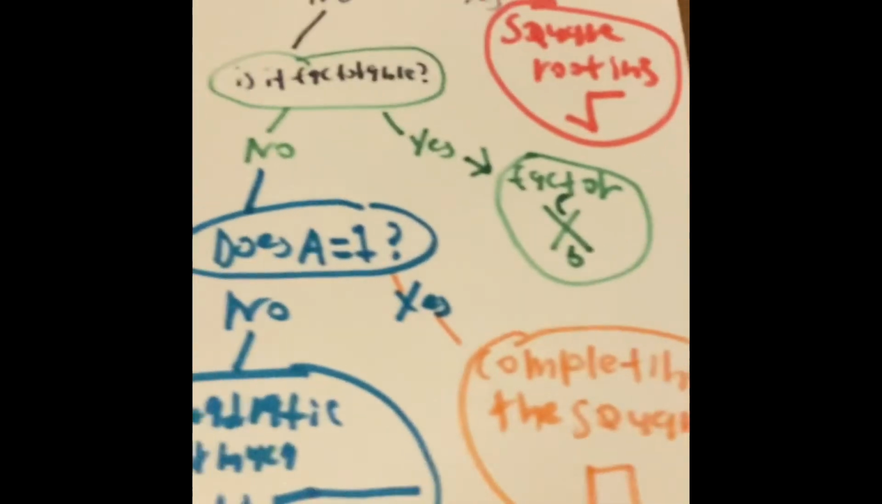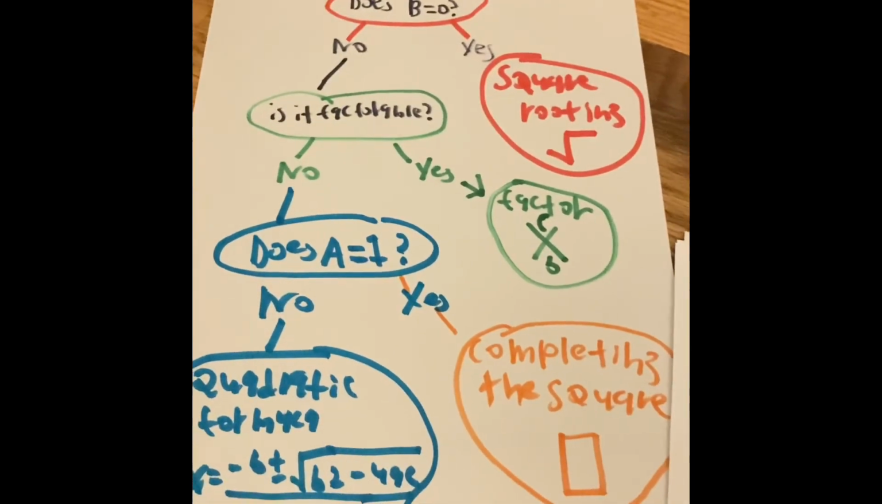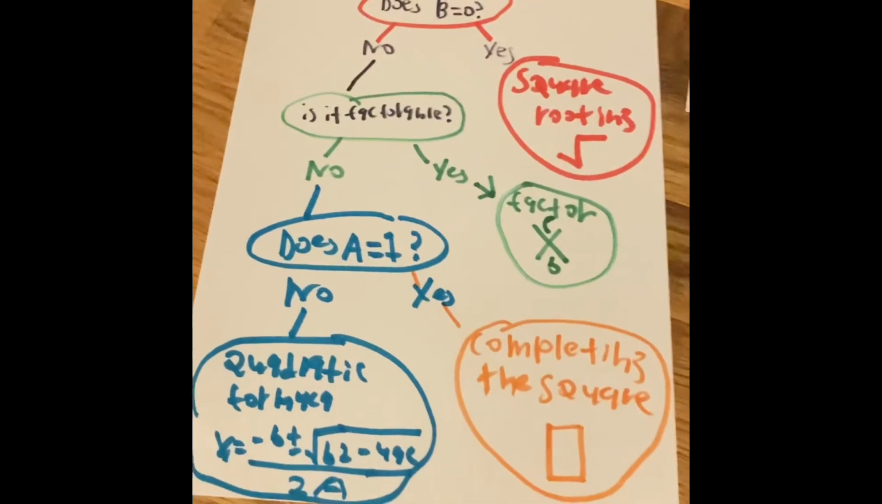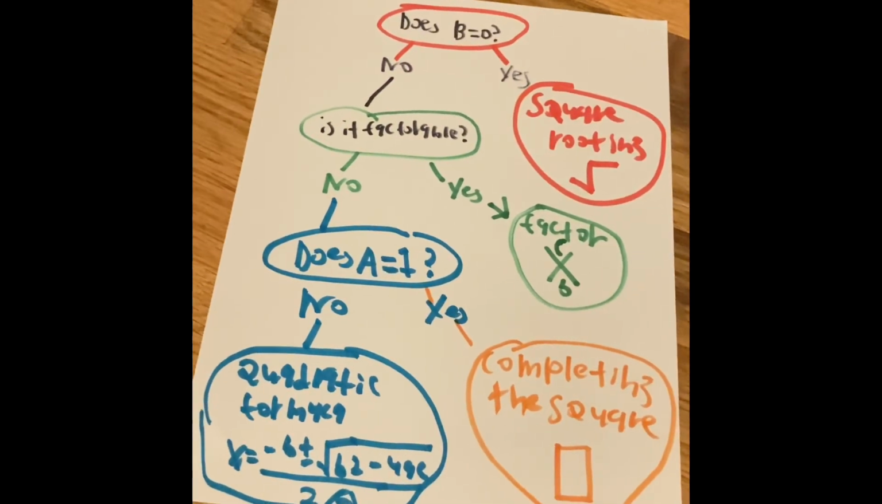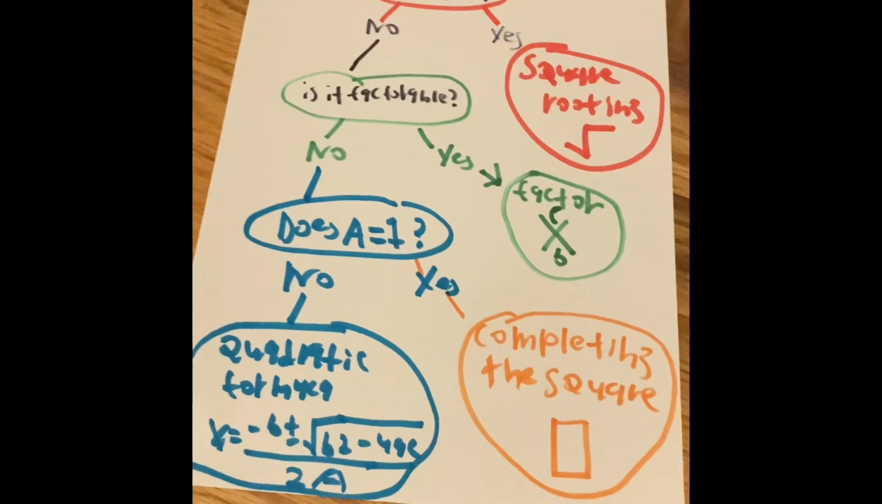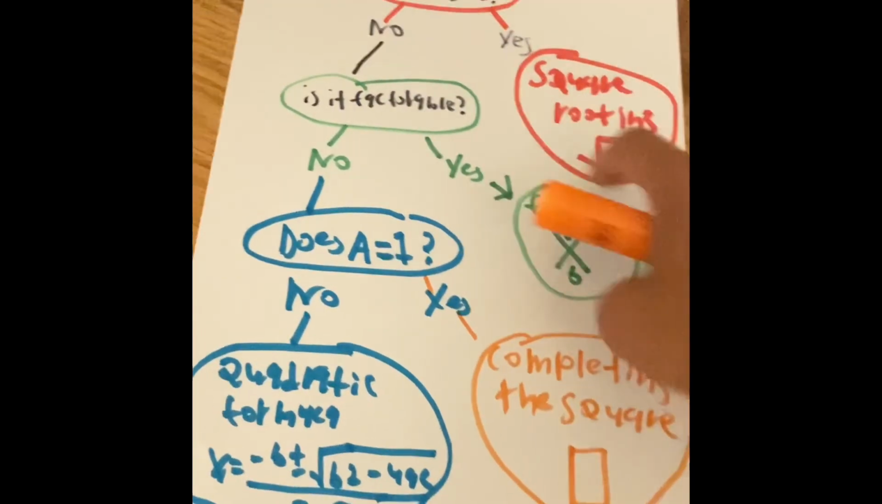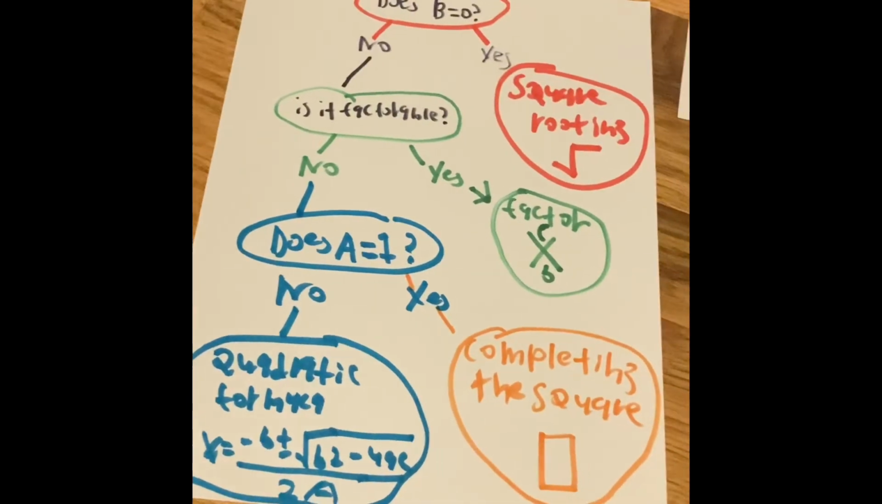And that is all the scenarios that can happen when you're learning how to be efficient and deciding which method would be the easiest and simplest to solve. So always start at the top and work your way to the bottom. When you get to one of these four, stop and start solving the problem.